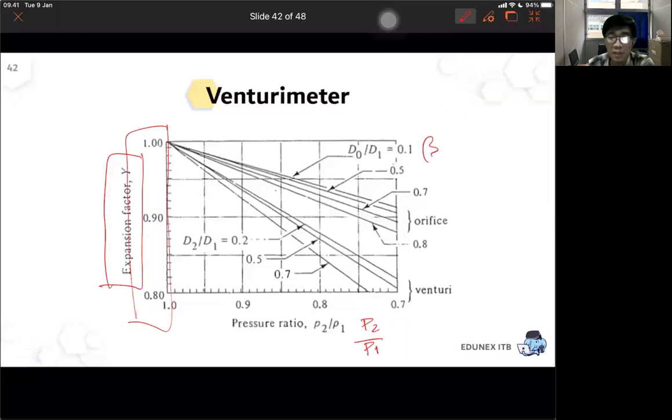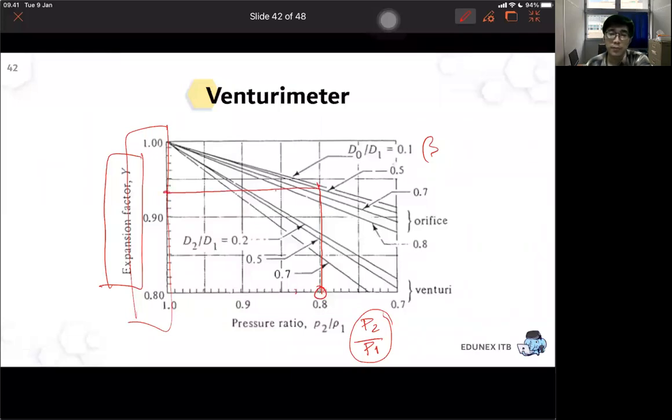How to calculate? First, you need to calculate P2 over P1. Then you need to see from your system the ratio between the smaller and the higher diameters. Then you just use it. For example, if the pressure ratio is 0.8, and the orifice divided by the higher diameter is 1, then you take the last curve and you get the value.